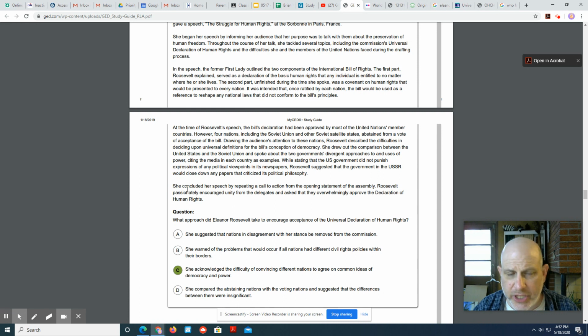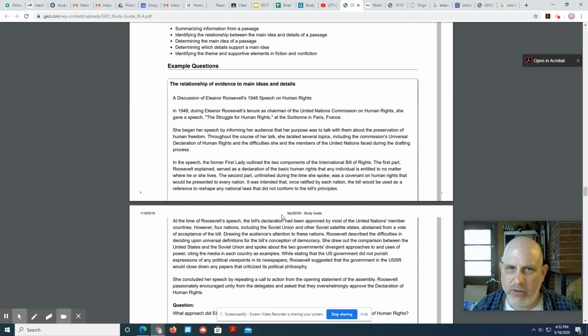She ended her speech by repeating a call to action from the opening statement of the assembly. The assembly are the group of representatives from each country. Call to action. We've got to do something, is what she's saying. Roosevelt passionately encouraged unity, togetherness, from the delegates, the representatives from the countries, and asked that they overwhelmingly approve the Declaration of Human Rights.